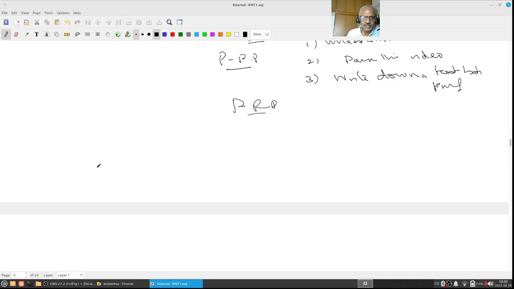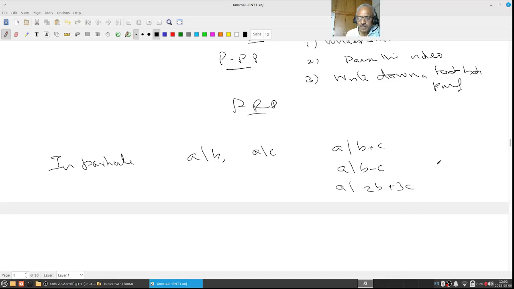So in particular, if A divides B and A divides C, then A divides B plus C, we know A divides B minus C, and A divides 2B plus 3C, or A divides 10B plus 19C, all such things. I just want you to get used to that.